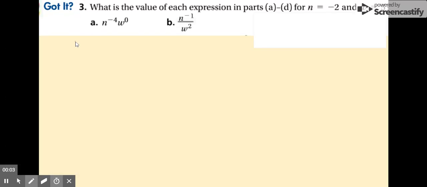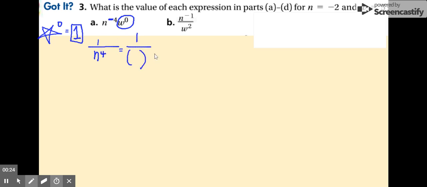Let's simplify the first one. So n to the negative fourth power, negative in the exponent means you flip it: 1 over n to the fourth. And what is w to the 0 power? You guys remember anything to the 0 power is 1. So it's going to be just this, 1 over n to the fourth. I'm going to plug in n. What is n here? n is negative 2. So you're going to plug in negative 2 here, and then everything should be the same.